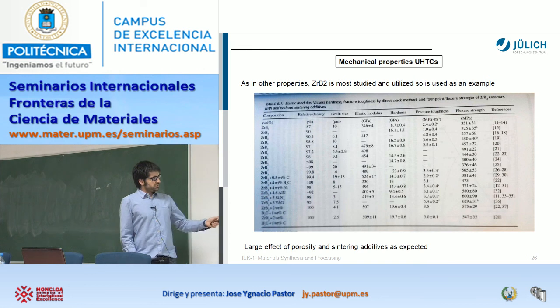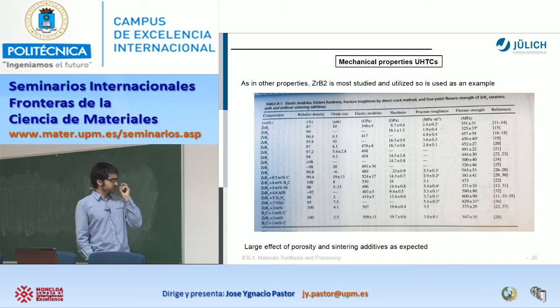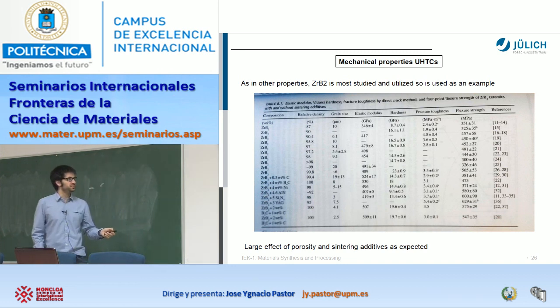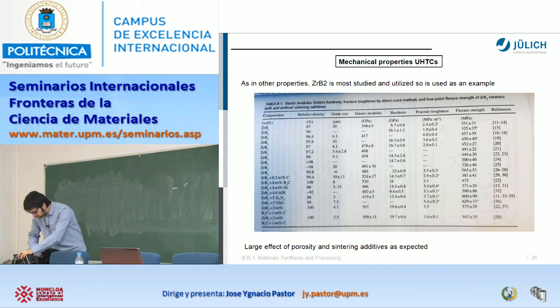As you see, the grain size is normally not higher than 10 or 20, even when you see 20 here, but all of them are even less than 10. The elastic modulus of these materials shows they are really stiff materials. Sorry, I'm starting to be a little bit sick.